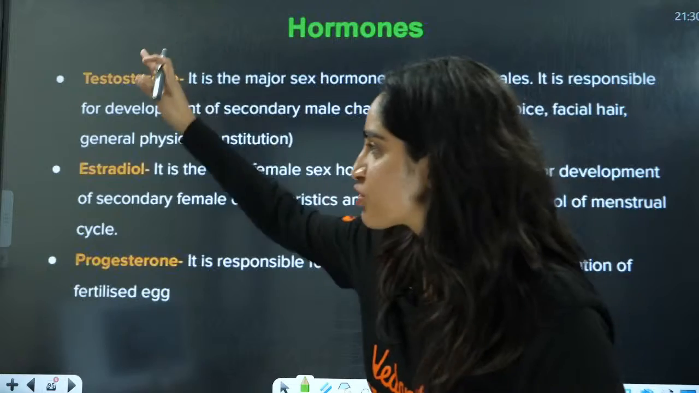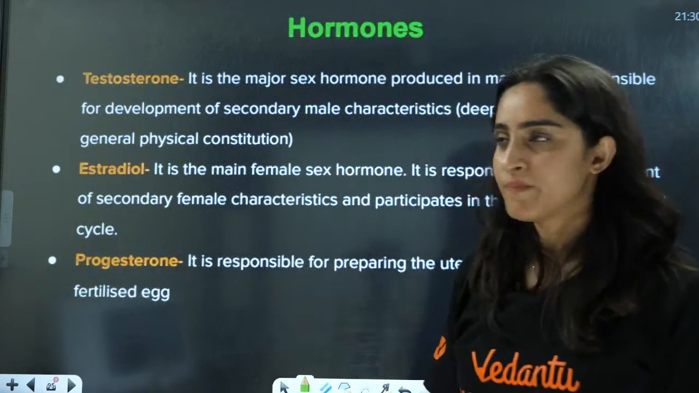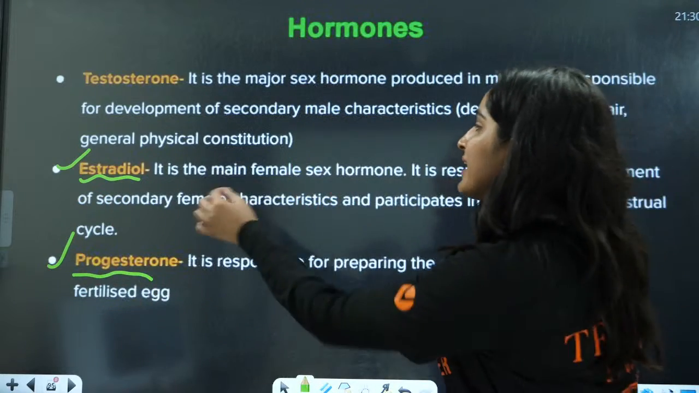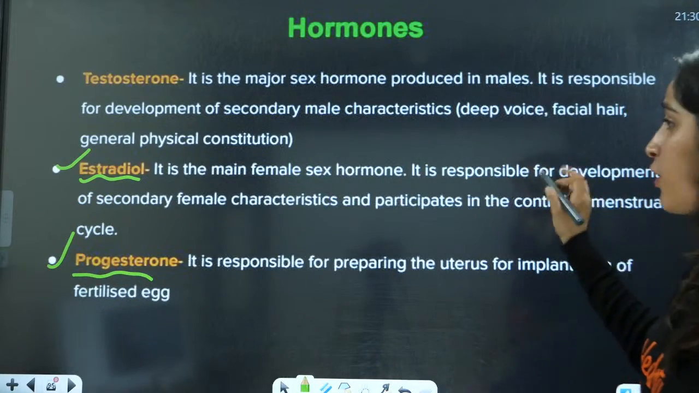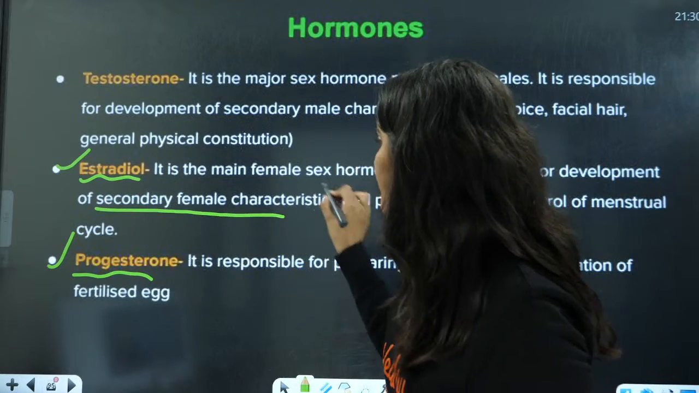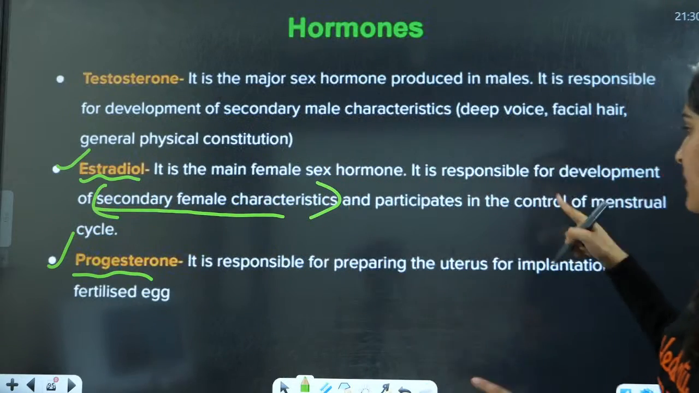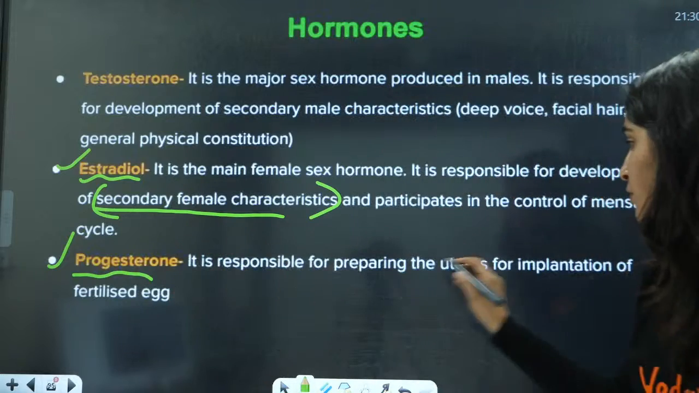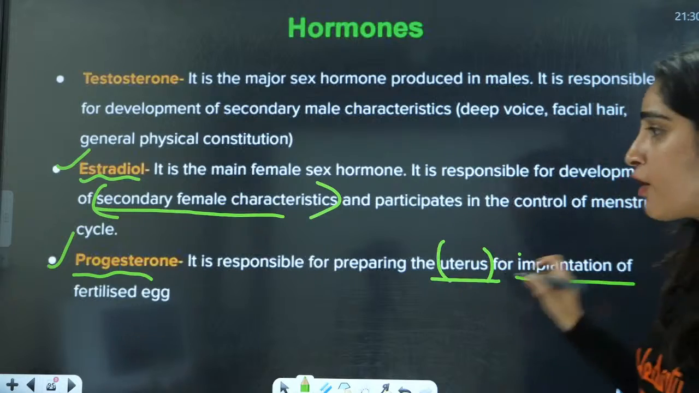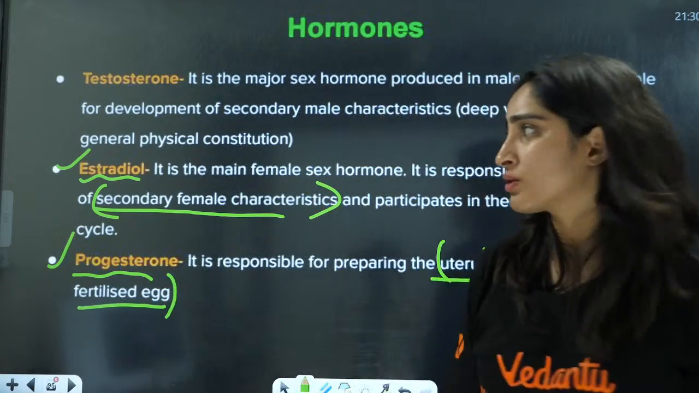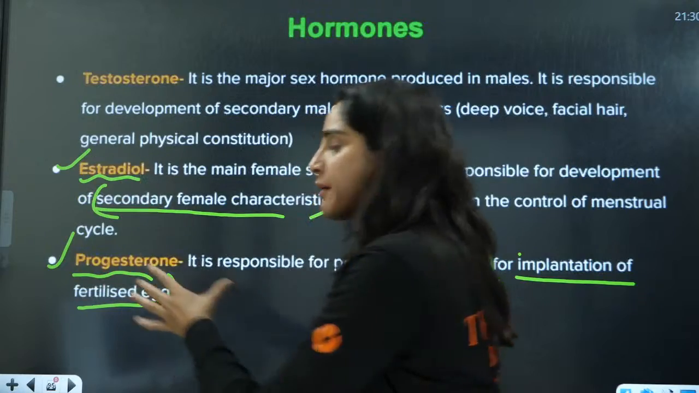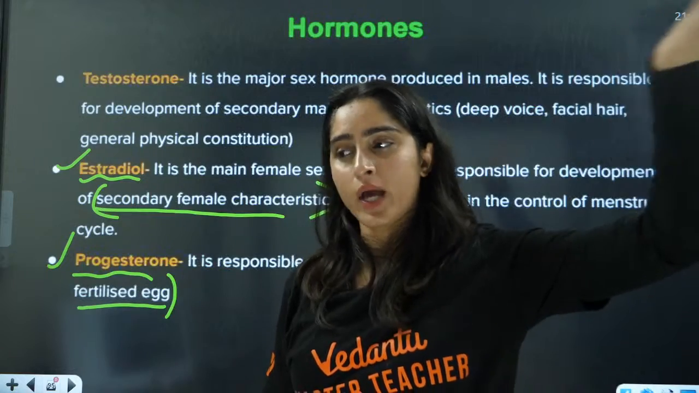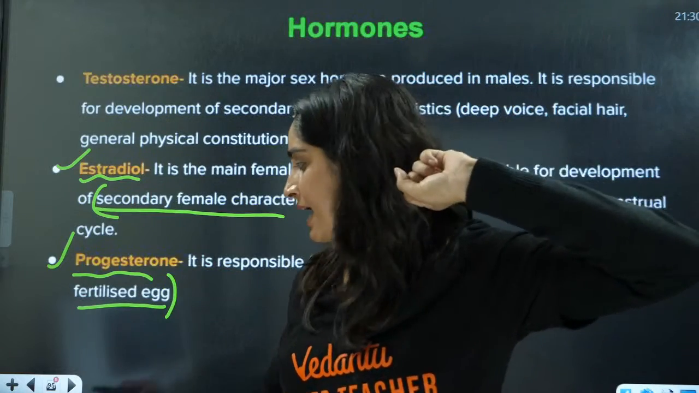Okay, then you have testosterone, estradiol, progesterone. Usually students get confused between estradiol and progesterone. Estradiol is a female sex hormone. It is responsible for the development of secondary female characteristics and participates in control of the menstrual cycle. But progesterone is responsible for preparing the uterus for implantation of the fertilized egg. So there is a difference between estradiol and progesterone. Both are female hormones, but the function is different.